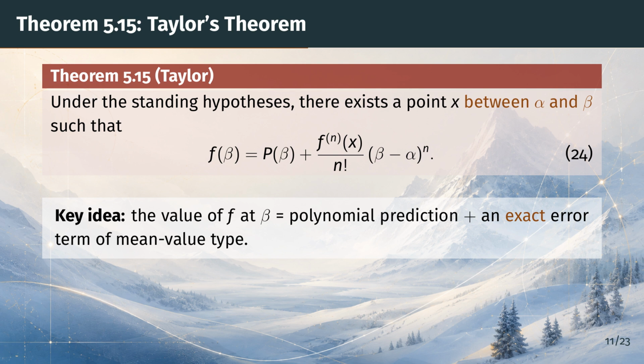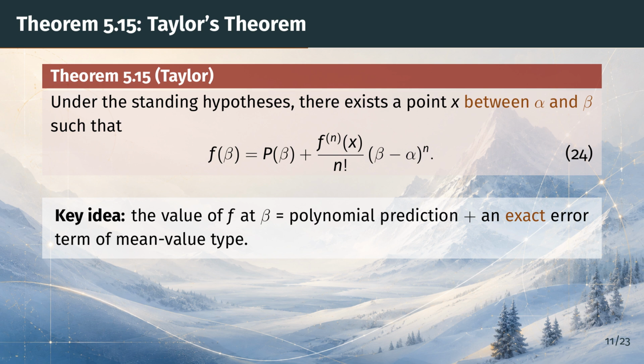Pause on how strong this is. It is not an approximate statement. It is an exact identity. All the messiness of the unknown function f is compressed into the single unknown point x. We do not know where x is, only that it lies between alpha and beta. But that is exactly the same kind of information the mean value theorem gives.